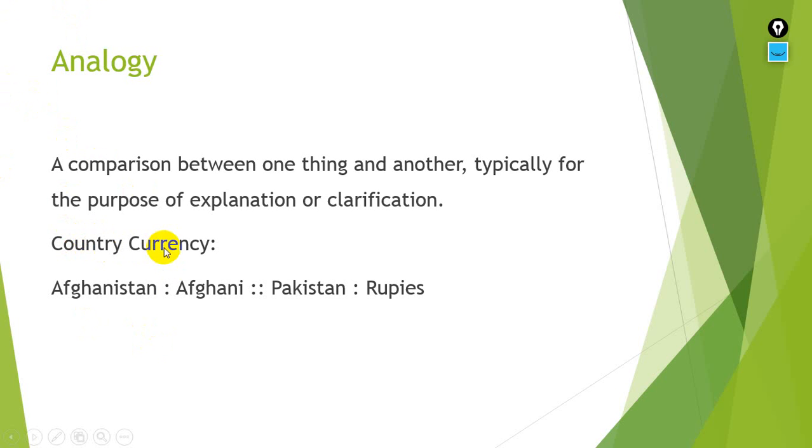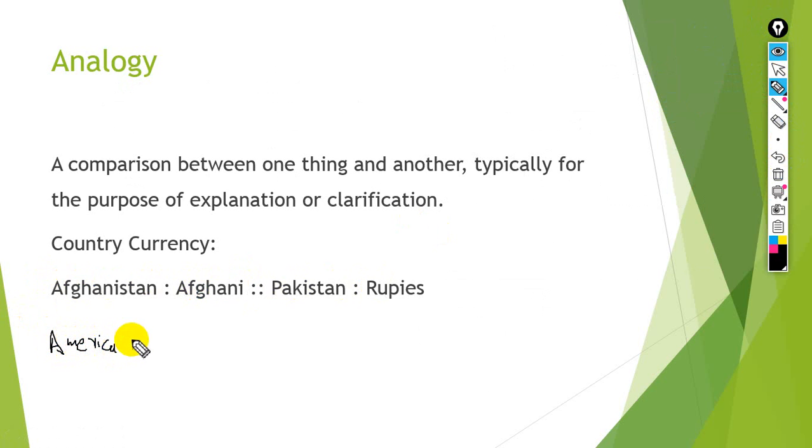So now I want to compare these two words, country and currency. For example, I am writing Afghanistan Afghani, Pakistan rupees. For example, if I'm writing the next word, for example, country America, then you will be asked America, and here there will be a question mark. So what will be the answer in this? For example, Afghanistan Afghani, Pakistan rupees.